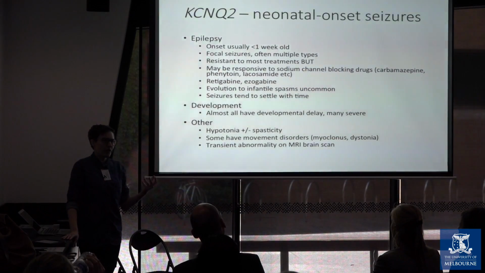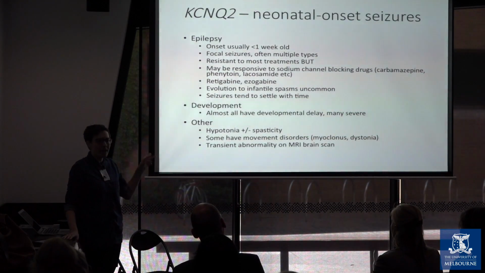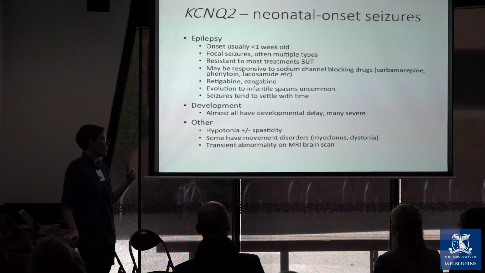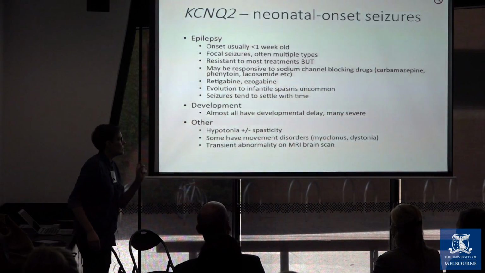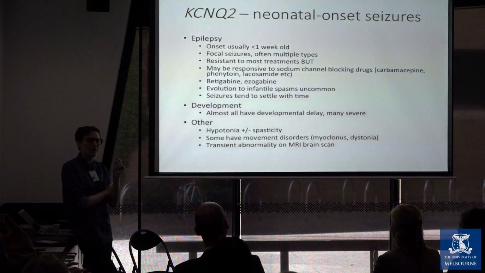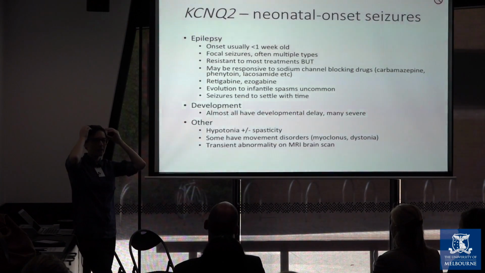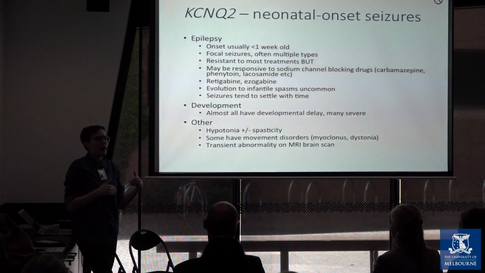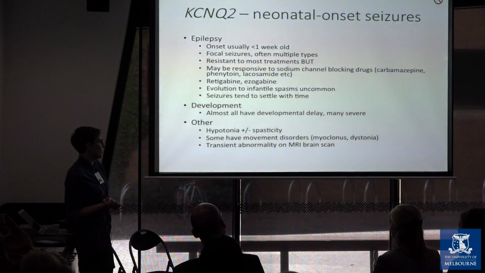And some of those children having those jerks are thought to have infantile spasms, but actually infantile spasms are really quite uncommon in KCNQ2. They're a bit more common in SCN2A. These children sometimes have a transient abnormality on their MRI scan in infancy. If you get scanned in the first couple of months of life, sometimes you see a change in the basal ganglia, some of the deeper bits of the brain. That then goes away and the scans often look normal later in life. It can be a diagnostic clue early in infancy, but it's a bit non-specific.